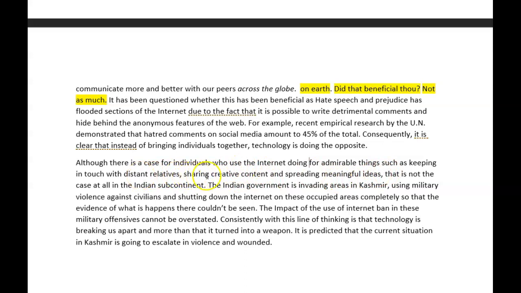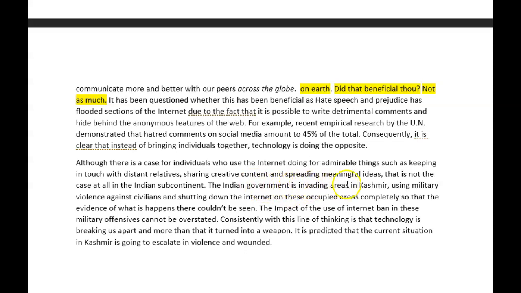I like it. Excellent. That is not the case at all in the Indian subcontinent. The Indian government, be careful. It feels to me that you are writing a political essay. Be very careful, okay? You may have some very strong opinions, but it's not the right place to put these opinions in the essay, okay? Be careful. Just take one step backwards.